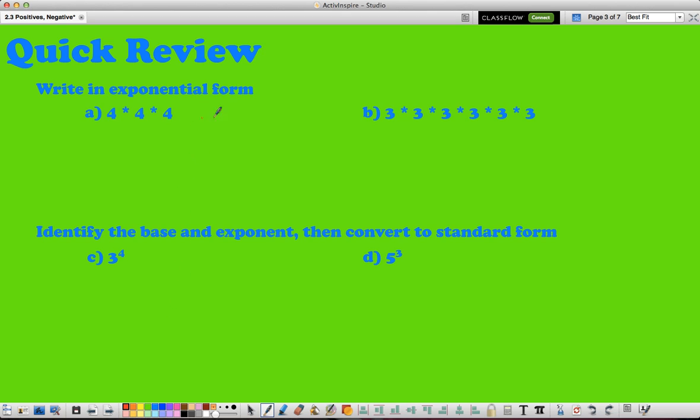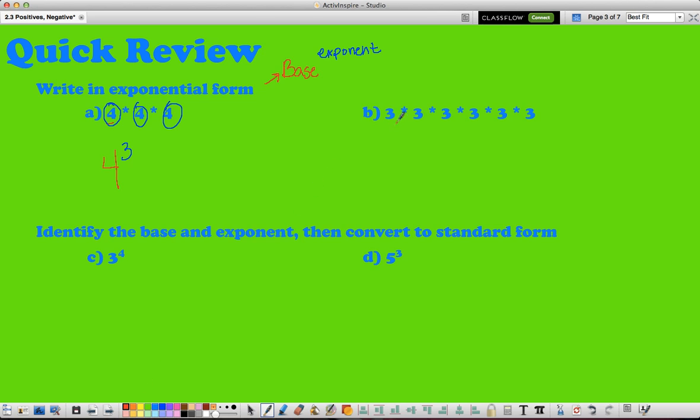All right, so just a quick review, writing numbers in exponential form. When they're in exponential form, you have to have a base raised to the power of an exponent. My base is the number that I'm multiplying. So in this case, I'm multiplying 4, and my exponent, I'm going to make that a different color so you know what I'm talking about, tells me how many times I'm multiplying that number. So I have 1, 2, 3. So my exponent should be 3.